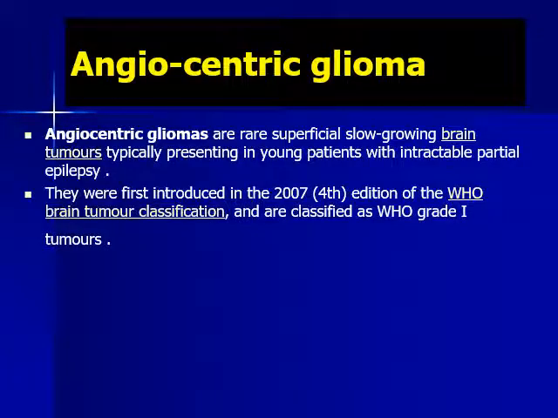Some rare tumors that are cortically based: angiocentric glioma, okay? Remember this name, angiocentric glioma, because we will see another tumor called angiocentric lymphoma, okay? These are rare superficial slow-growing brain tumors, typically presenting in young patients with intractable epilepsy. They were first introduced in the WHO classification in 2007, and they are classified as WHO grade 1 tumors.